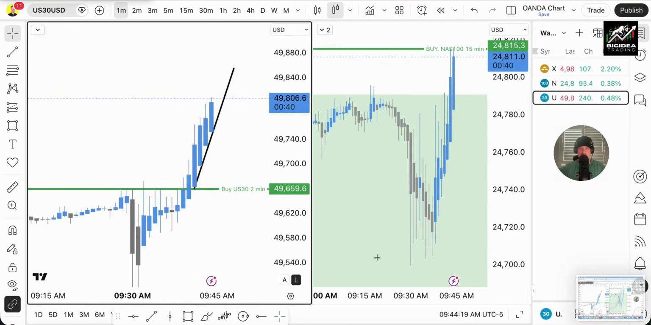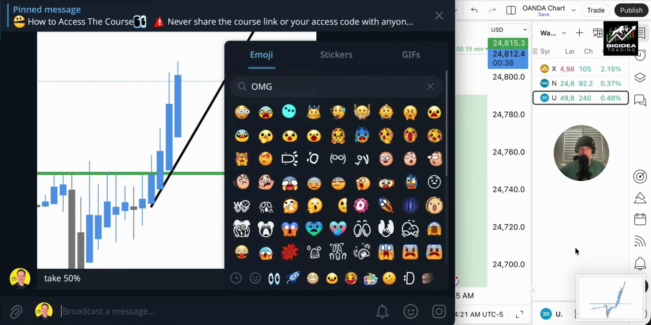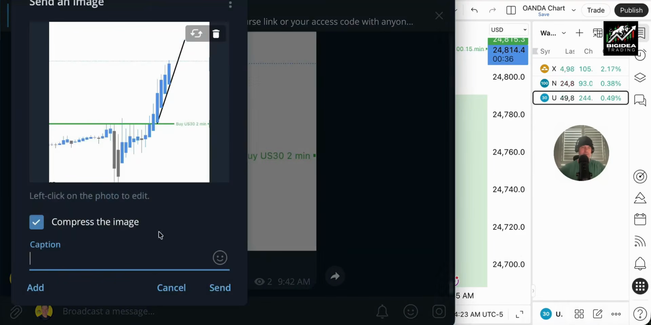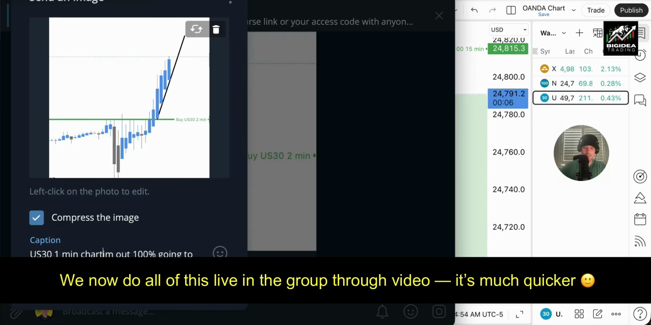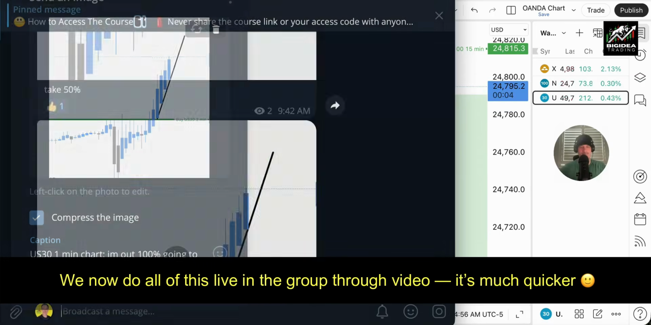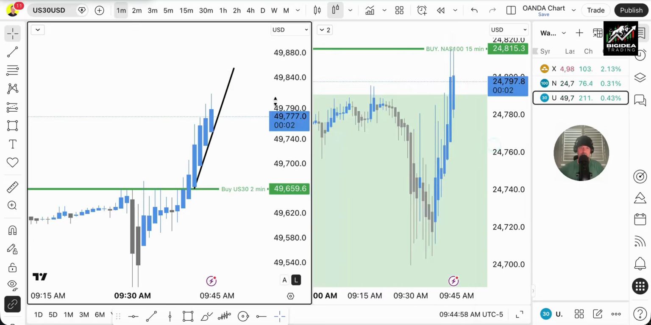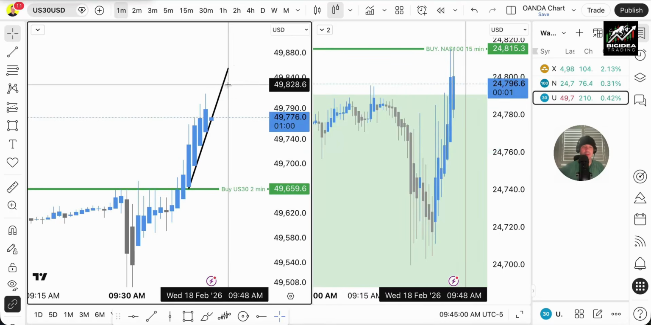But you guys just saw I had to sell the 100% back there because normally I do 2 positions, but I'm recording, so it's kind of hard to keep track of everything. Okay, I'm out 100%. Okay, US 30, 1 minute chart. So there you go. That's 1 trade that we've done so far, profitable.